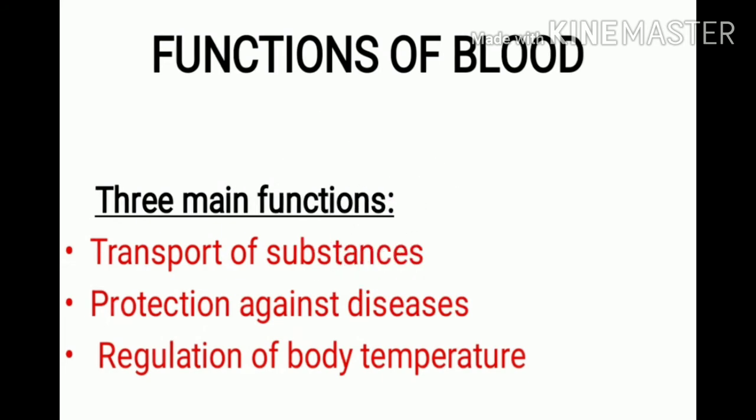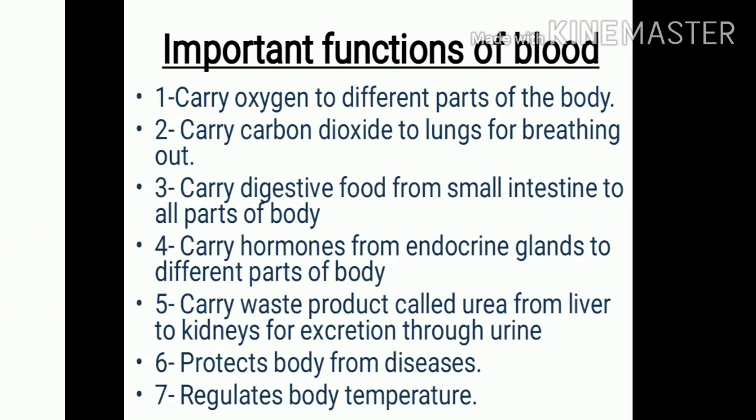Now, let us understand the functions of blood. Blood has three main functions. These are transport of substances like respiratory gases, oxygen, carbon dioxide, digested food or nutrients, waste products, hormones, enzymes, etc., from one part of the body to the other. Second, protection against diseases. And third, regulation of body temperature.